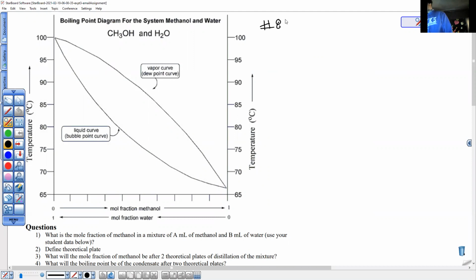And student 86 has the following values. A is equal to 37.5 milliliters, and B is equal to 51.2 milliliters.